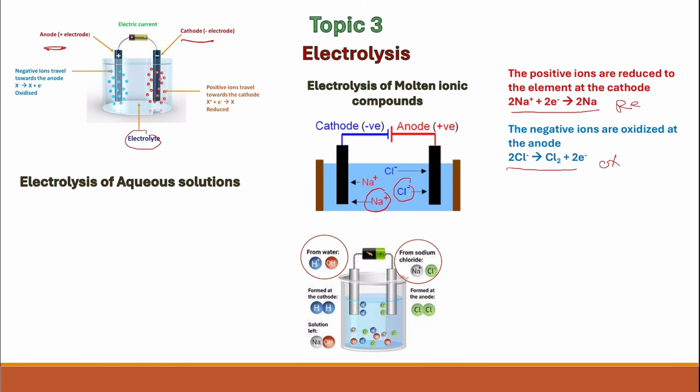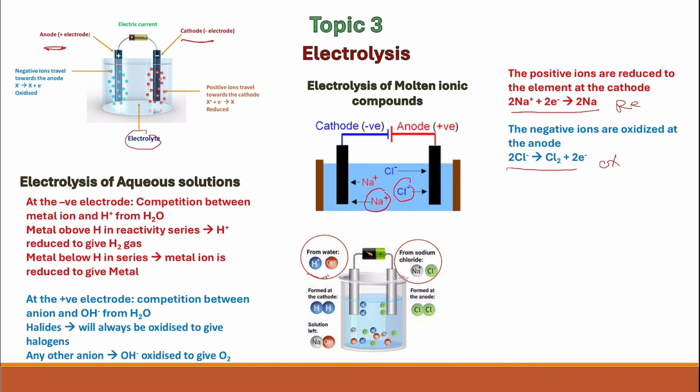So we're going to have two different cations here, which are the hydrogen ion from the water, because water is going to split to give you hydrogen ion and hydroxide ion. And we're going to have the anion and cation from the ionic compound. So at the negative electrode, there will be competition between the metal ion and the hydrogen plus from the water.